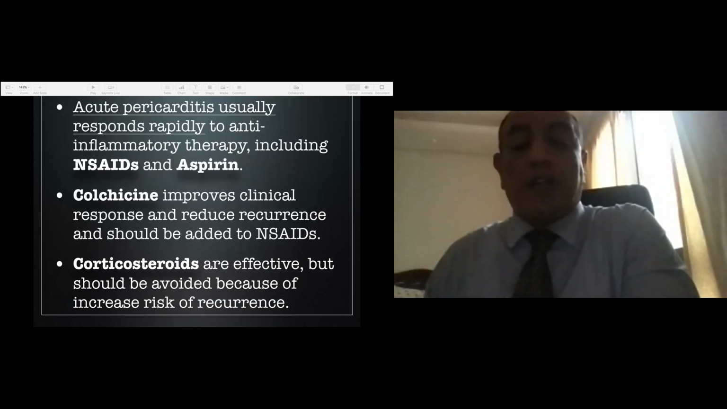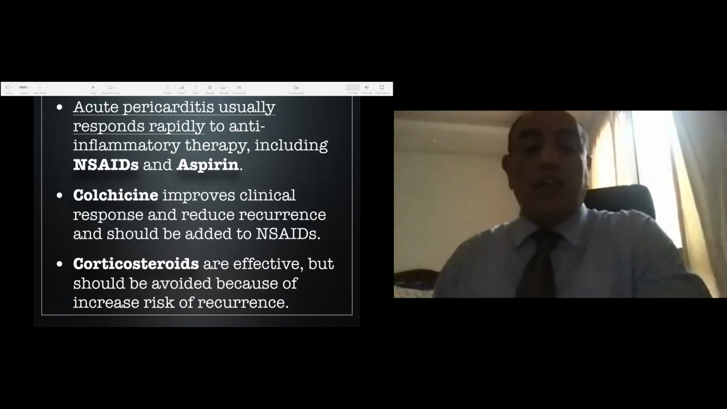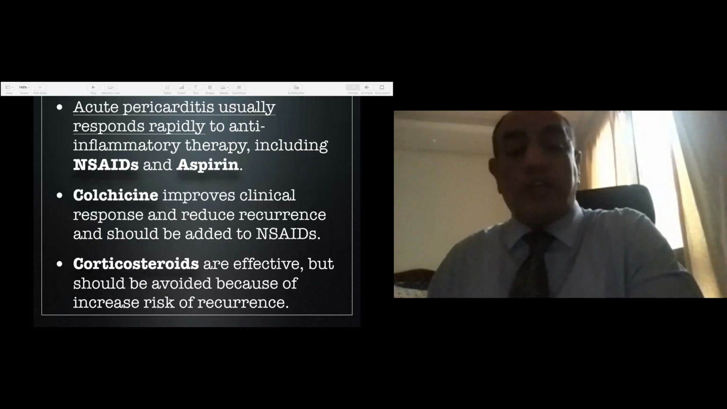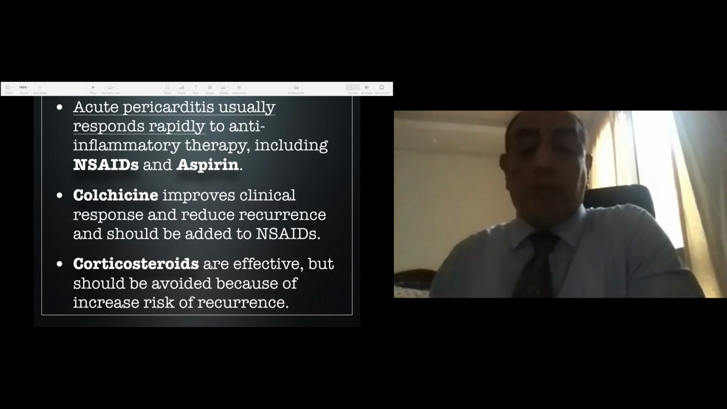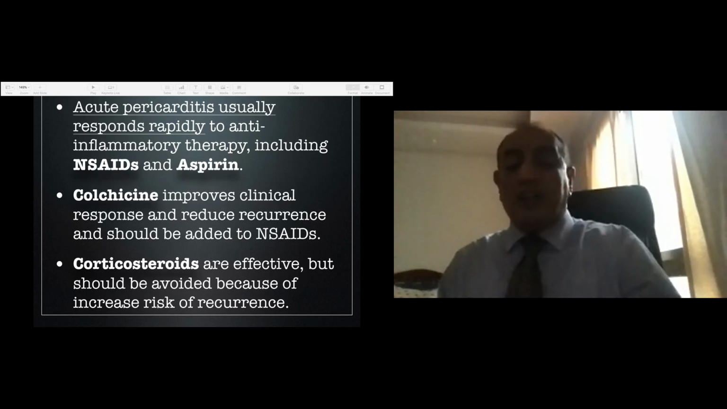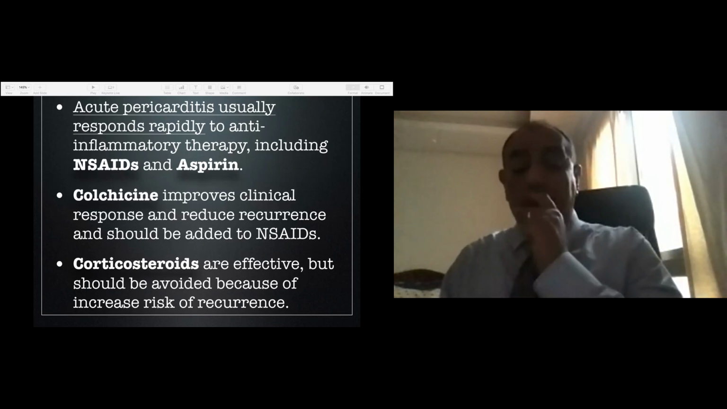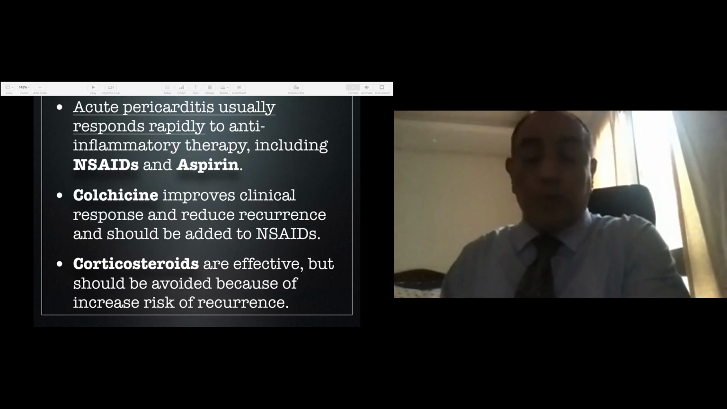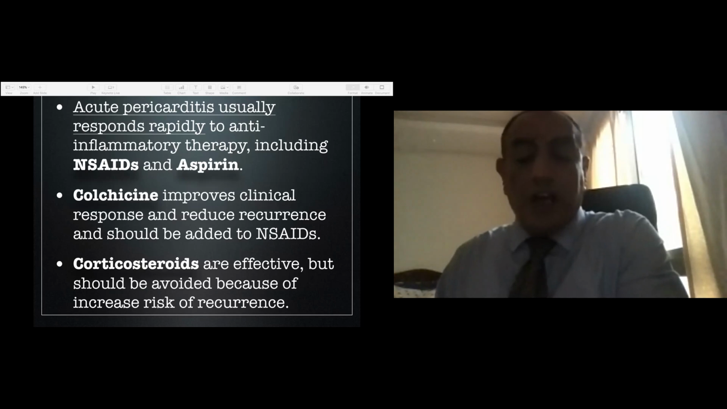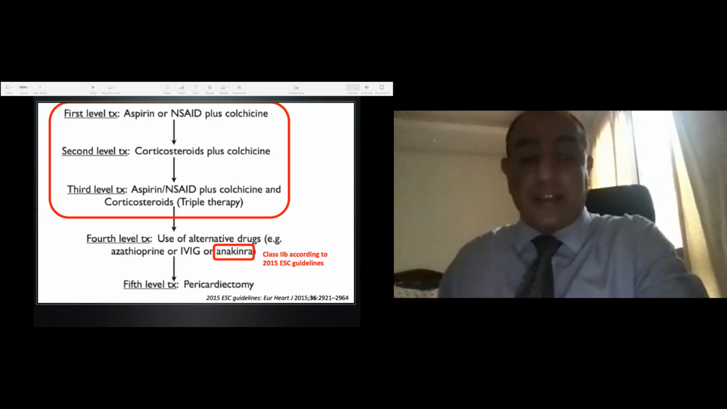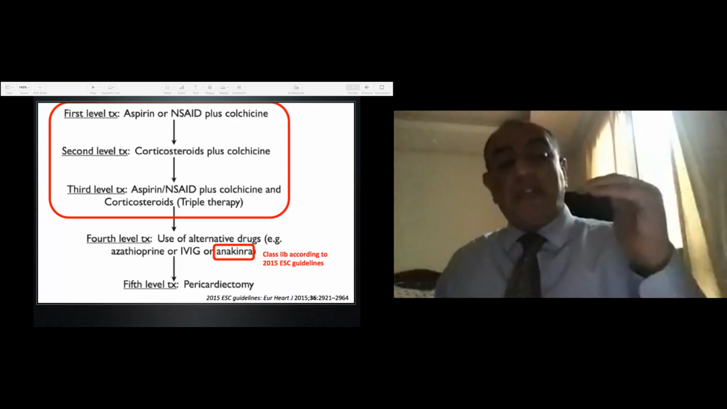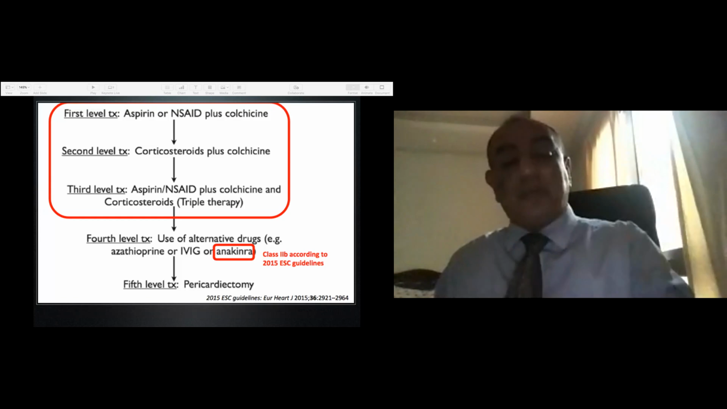So acute pericarditis usually respond rapidly to anti-inflammatory therapy, including non-steroidal anti-inflammatory drug or aspirin. Colchicine improve clinical response and reduce recurrence and should be added to non-steroidal anti-inflammatory drug, either aspirin or ibuprofen. Corticosteroids are effective but should be avoided because of increased risk of recurrence. This is the levels of medical treatment on pericarditis.